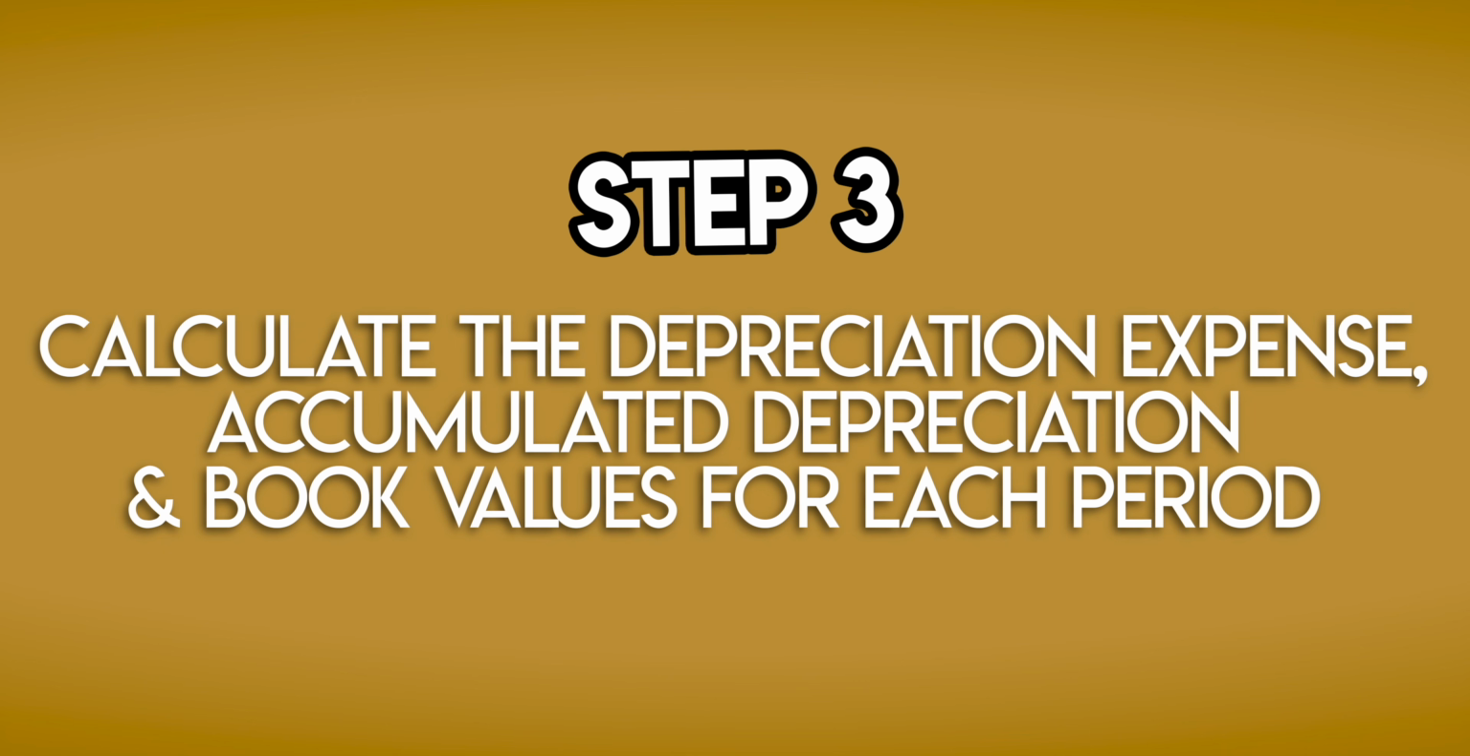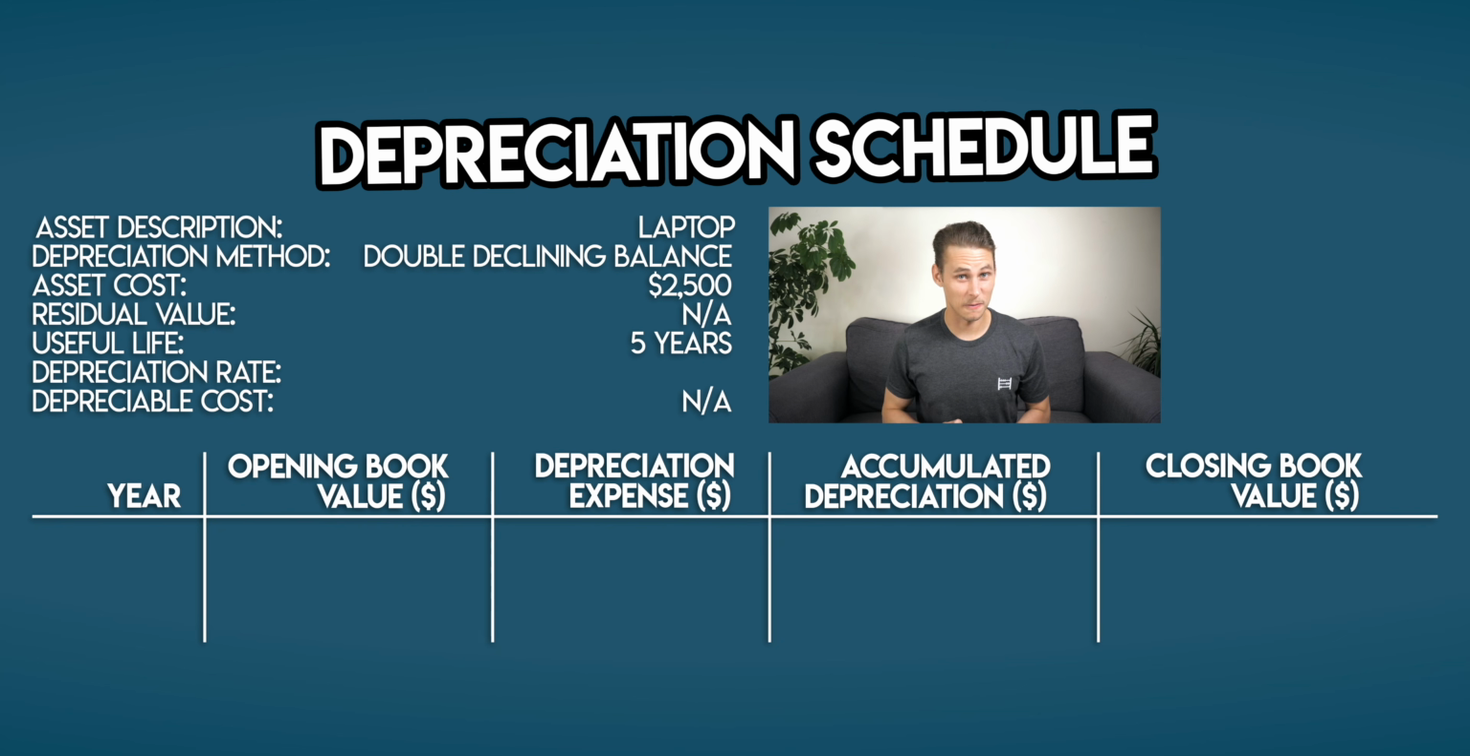Step 3. Calculate the depreciation expense, accumulated depreciation, and book values for each period. This is where we get to fill in all of the blanks. And we'll start with year 1. This is the first accounting period. Your opening book value is the carrying amount of your laptop at the start of the year. This is the same as your asset cost, $2,500.